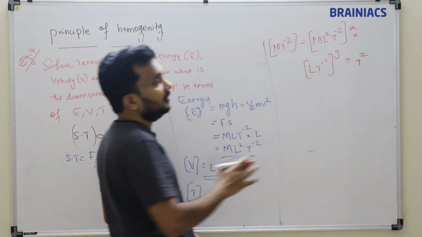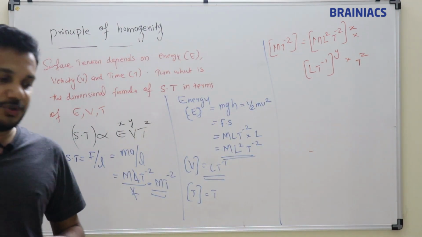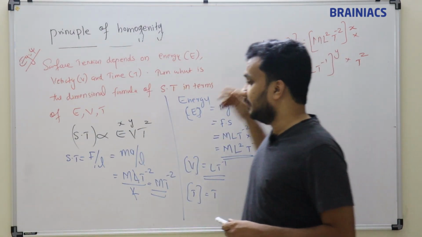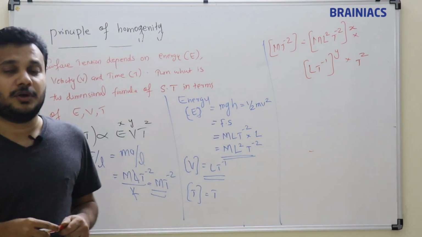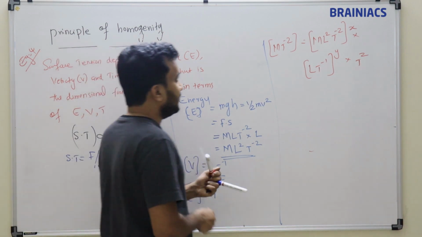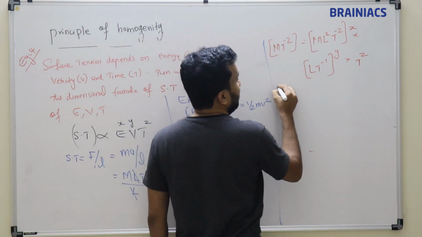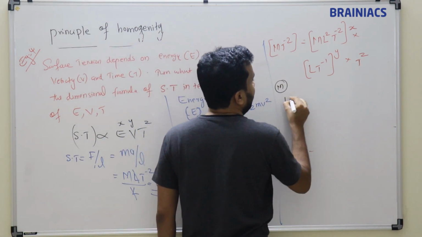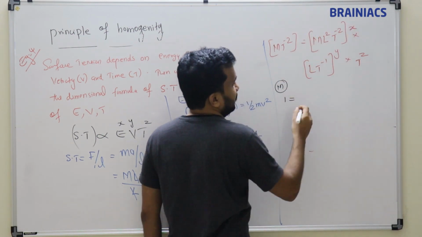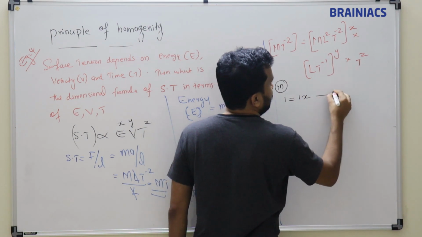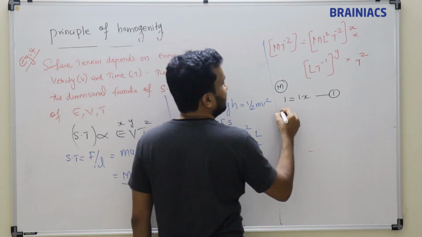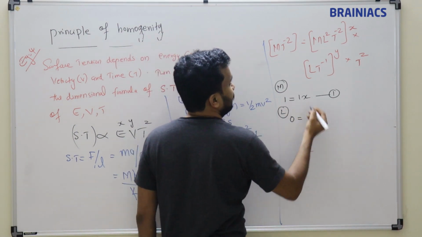We have to equate all the M terms from the left hand side with the right hand side, then all L terms, then all T terms. We will go one by one. First we equate M terms. What is the power of M on LHS? M raised to 1. Here it is 1x. So 1 equals 1x, equation number 1. Now we equate L terms. Any L terms on the left hand side? There is no L, so L equals 0.